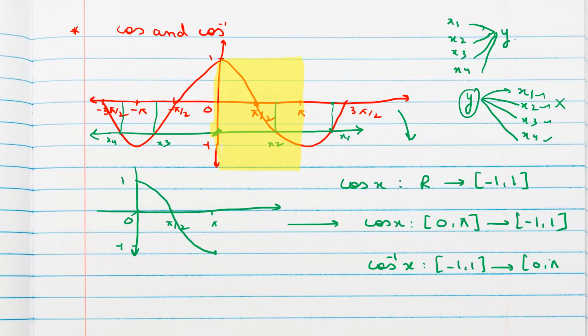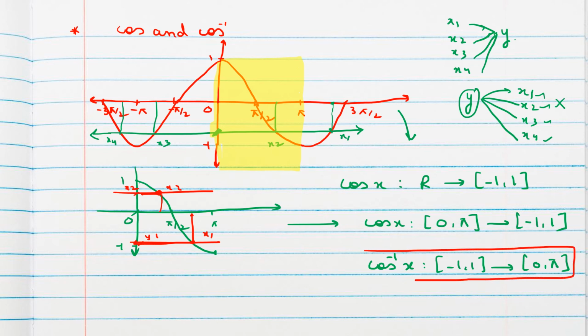Why is it so? Because here also if you do the horizontal test anywhere, it gives exactly one image for every element in codomain. Okay, anywhere we can do and find. So for this x1, this y1 is there, for this x2, y2 is there. So after restricting the domain, we can interchange to find the domain and range of cos inverse. Similarly, we can find for other trigonometric ratios.